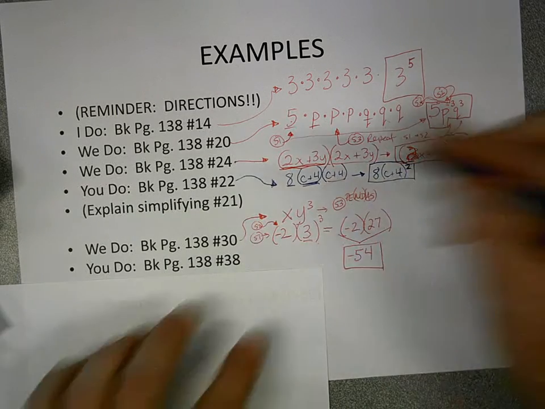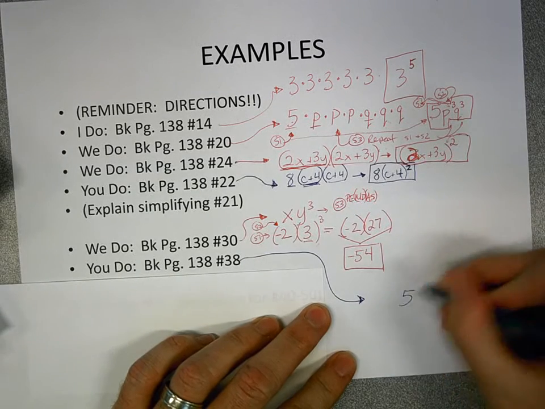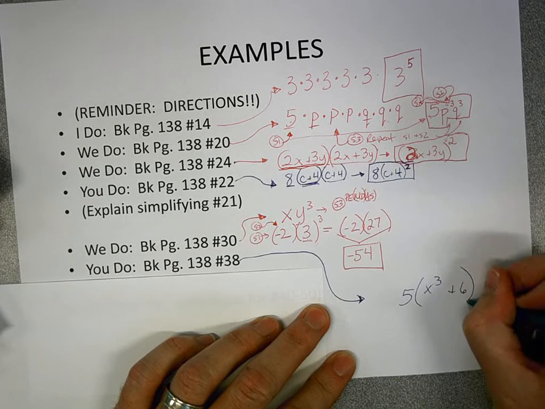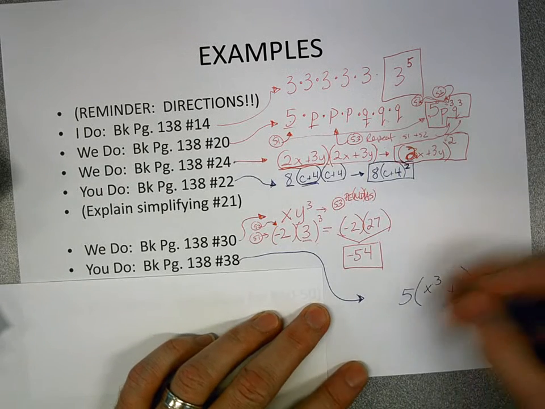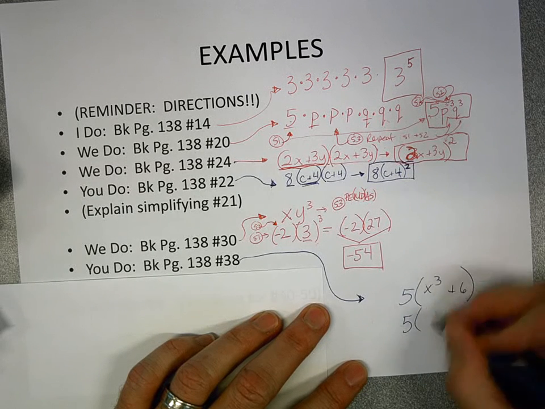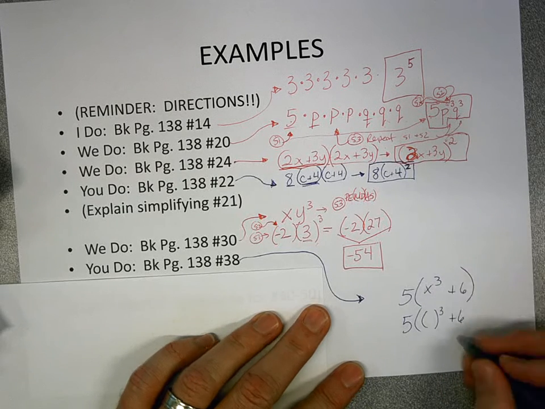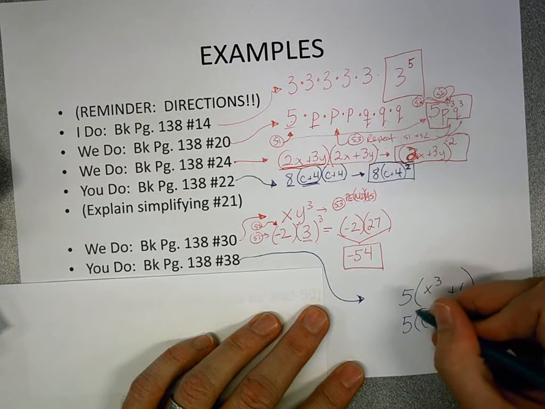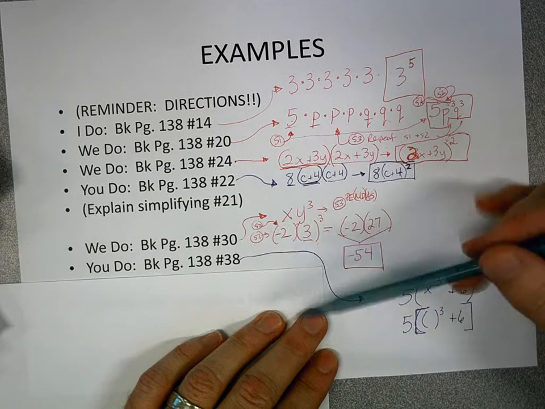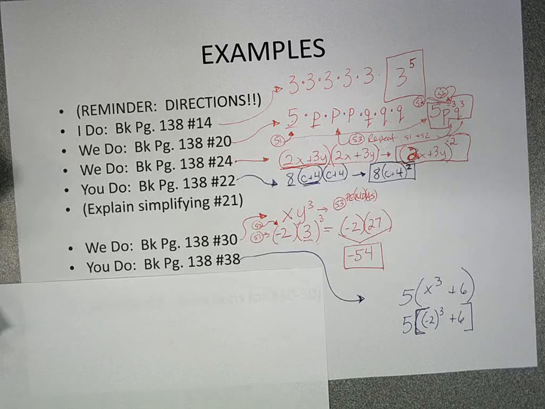Okay, here we go. Number 38, right? You start with 5 times, and then in parentheses was x cubed plus 6. So here's what you should do. The very first step is we rewrite everything. However, we're going to put parentheses where the variable is. So instead of x, I'm going to put parentheses cubed plus 6. Now, remember I said I could change these outside parentheses to brackets, and that would be just fine. I'm going to insert my integer for the x, and defining the x, it says it's -2.